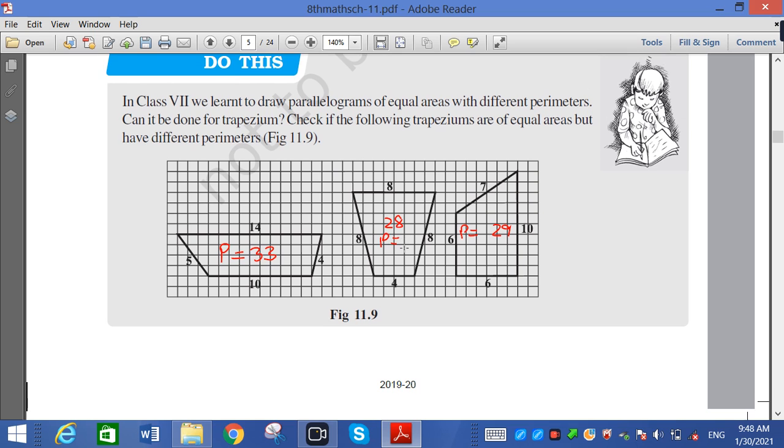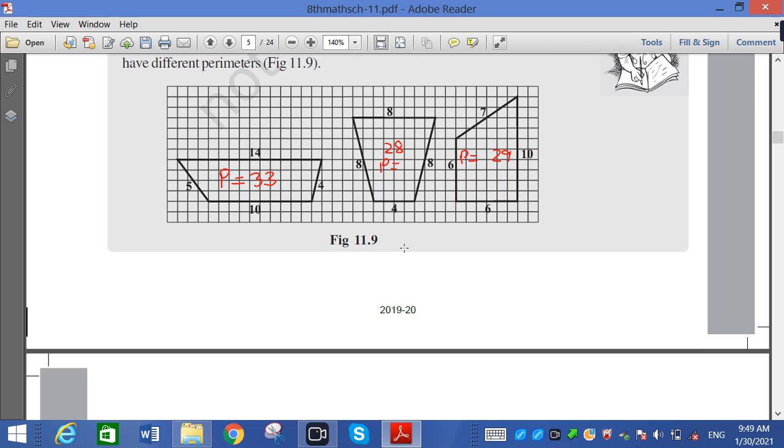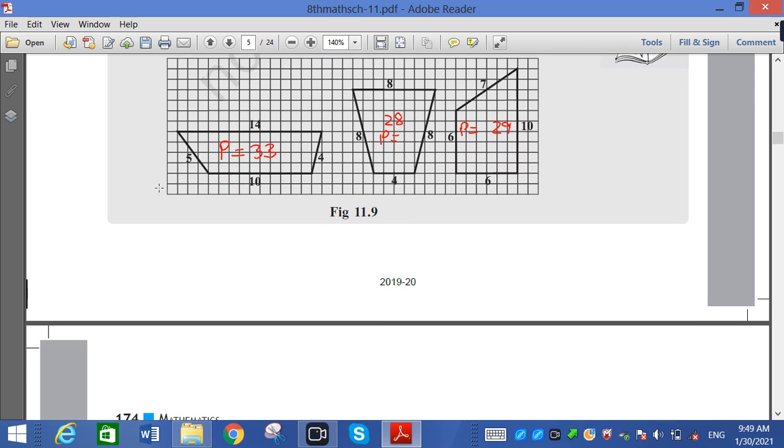All have different perimeters. But if I want to find the area of each figure, then I have to write 1 by 2. Here is the altitude: 1, 2, 3 and 4, so 4 units. Here 10: 1, 2, 3, 4, 5, 6, 7, 8, 9 and 10. So 10 plus 14. That is 1 by 2 into 4 into 24.